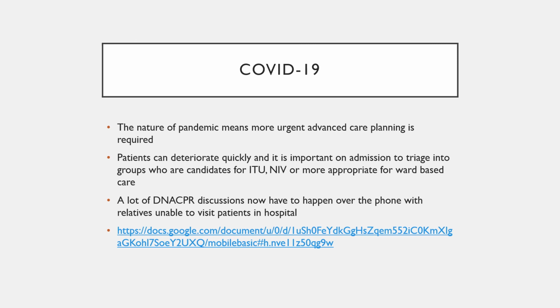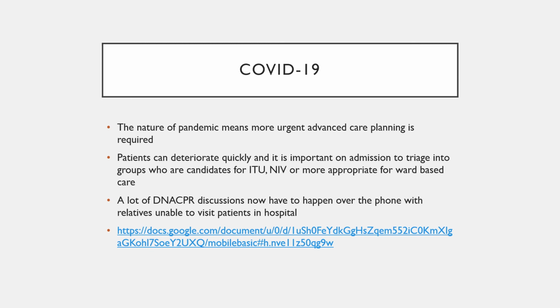Just a fun added extra, I guess. I thought I'd talk about COVID. I don't know how relevant it will be for you, but I think it is worth learning about now that it's a thing. So just the nature of this pandemic just meant that we had to push this more advanced care planning. And it became more urgent, I guess, the advanced care planning with patients, because they came in and deteriorated quite quickly. So actually on admission, it was really important to triage patients into these groups for who was a candidate for ITU, who was a candidate for NIV, and who was not a candidate for either of those, and therefore were for palliation, DNACPR, all that sort of stuff.